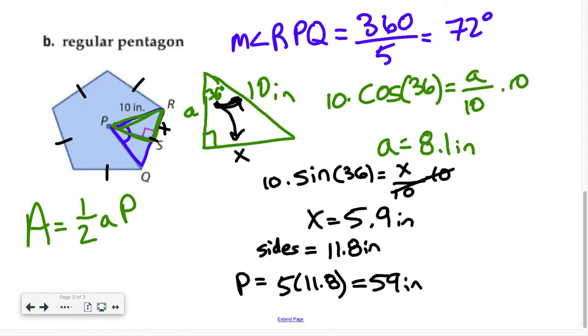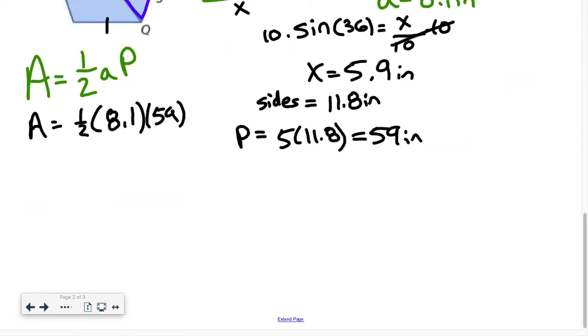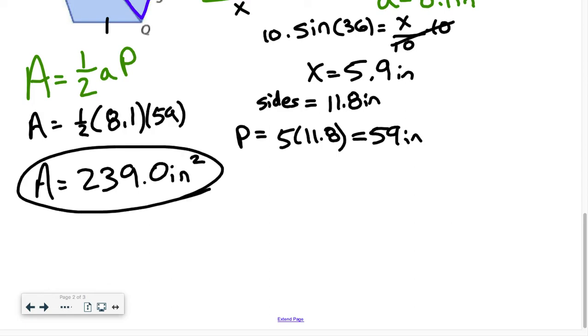We already found the apothem. Now we've got perimeter. We can plug in area: 1/2 apothem length, recall that was A, that was 8.1, times perimeter, 59. Plug all of this in here. Area is 238.95, so the nearest tenth would round us up to 239.0 inches squared. All right.